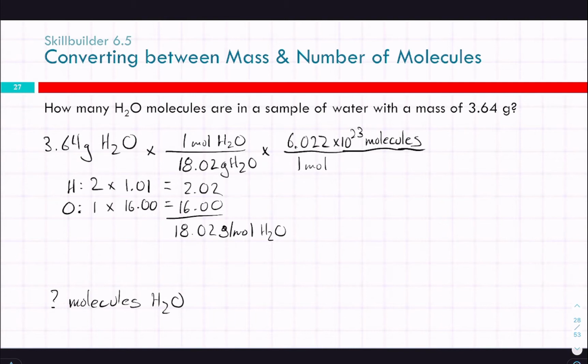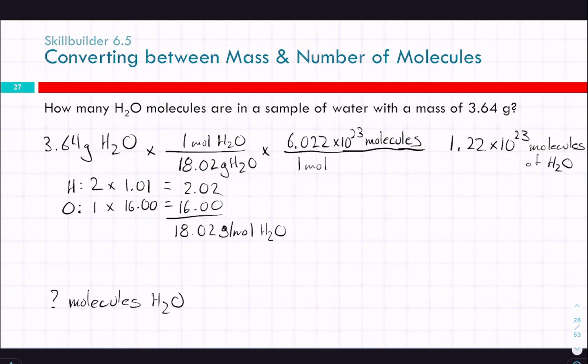Molecules or atoms kind of works out the same. Or it does work out the same, I should say. So then, again, multiplying straight across the top here, 3.64 times 6.022 times 10 to the 23 divided by 18.02 will be 1.22 times 10 to the 23 molecules of water, or H2O.